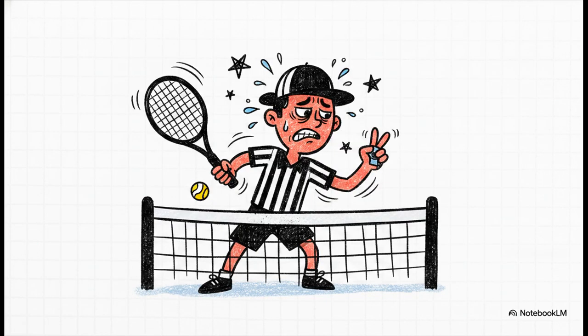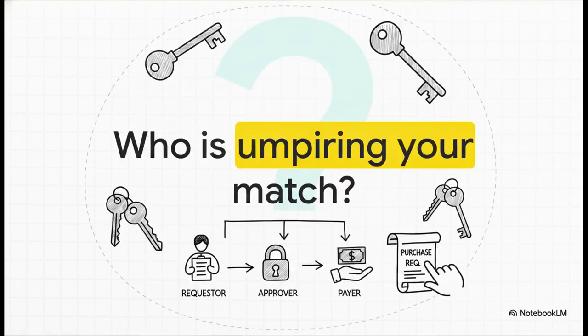So, segregation of duties splits power to secure the process. Nobody should ever umpire their own match. So who holds the keys in your organization?